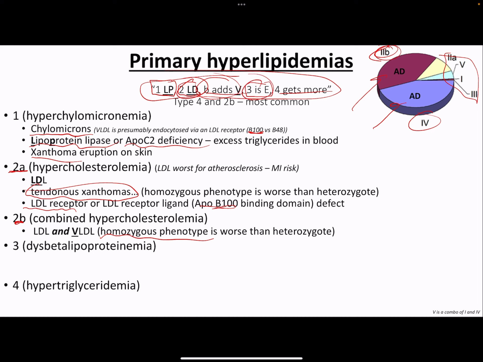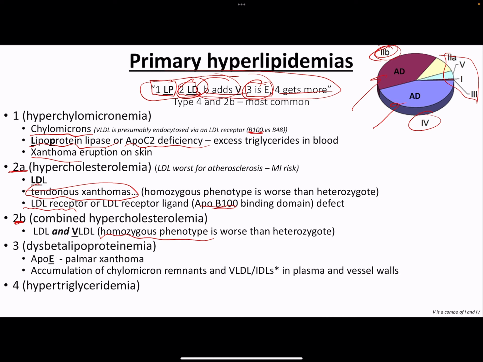3 is E. So here we're talking about ApoE. What would happen if ApoE is not working? E for exiting to the liver. I am going to accumulate chylomicron remnants. I'm going to accumulate IDL. Exactly what we just said. Chylomicron remnants and the IDLs are going to accumulate, and you get palmar xanthoma.